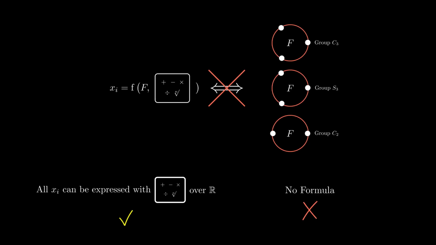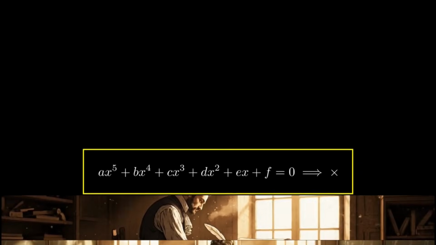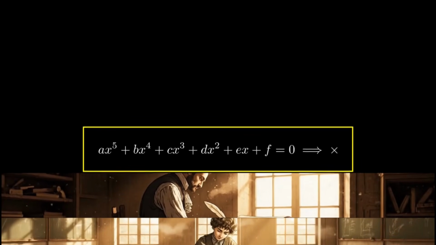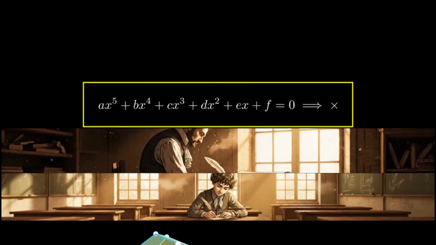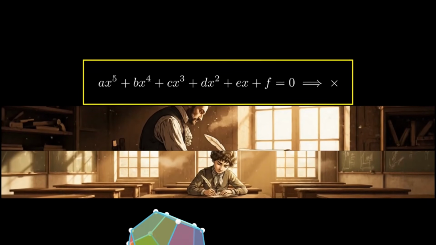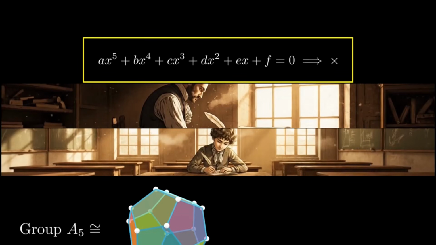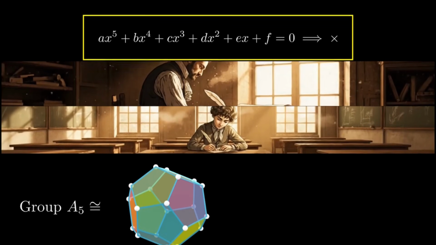And that's why the story of the quintic is so remarkable, not just because it couldn't be solved by radicals, but because it led to a whole new language of symmetry, revealing that the structure of equations is often more important than the solutions themselves.